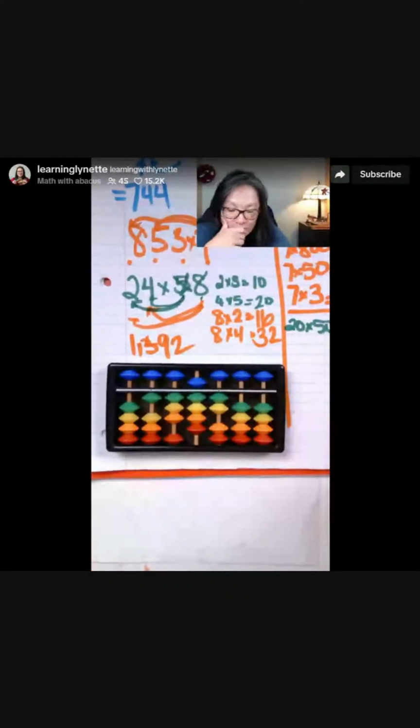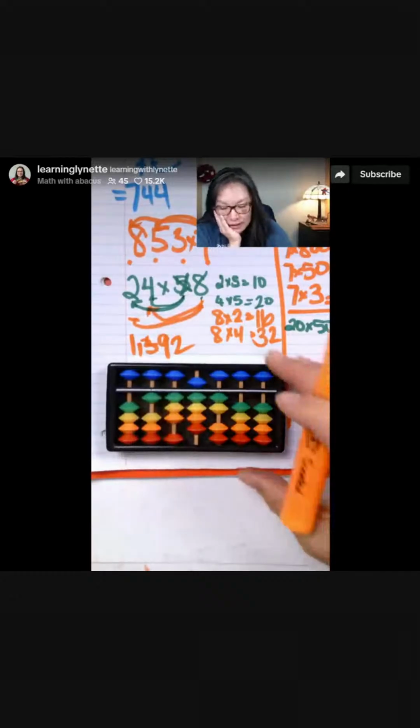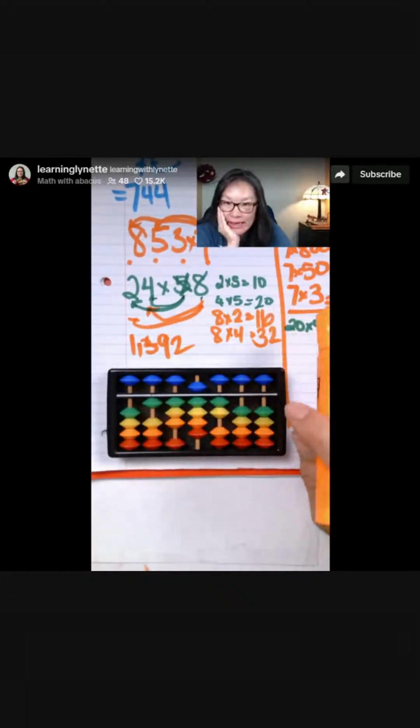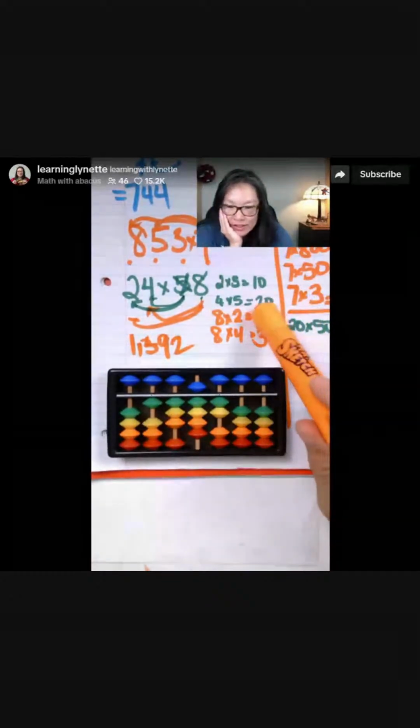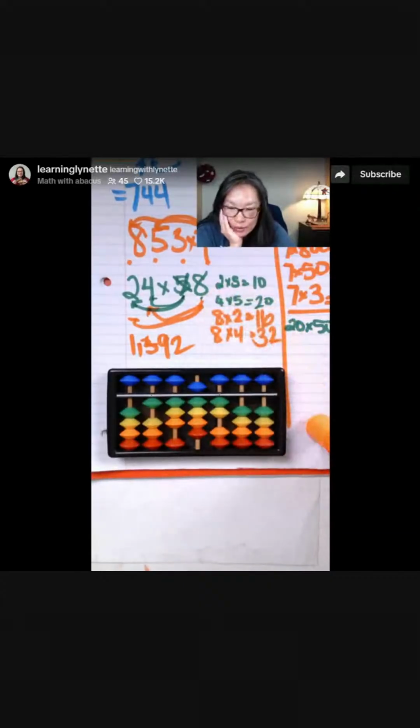So that's our answer. Now, if you notice, we didn't do any other adding and subtracting. We just wanted to make sure that it's called simple. This is what we call simple because if there's enough room, you just add it.